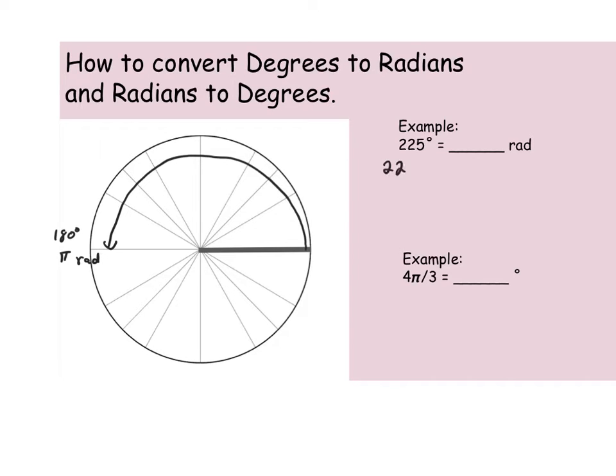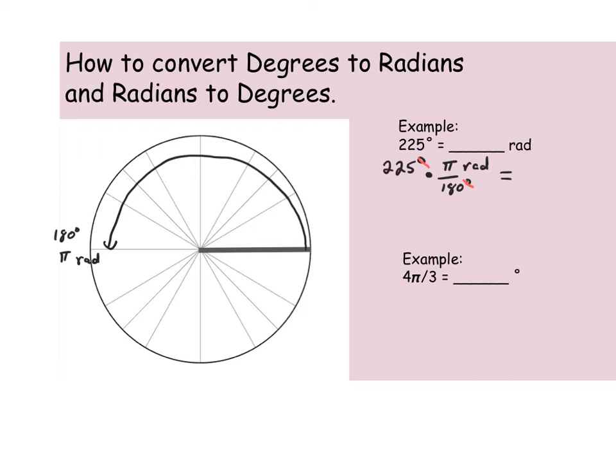So I'm going to start with 225 degrees, multiply that by my multiplier. Well, it's either going to be 180 over pi or pi over 180. In this case, we're going to do pi over 180 degrees, because we want our answer to end up being in radians, that has to be on top. Notice that when we do this, the degrees will cancel out. So I'll no longer have degrees as part of my answer.